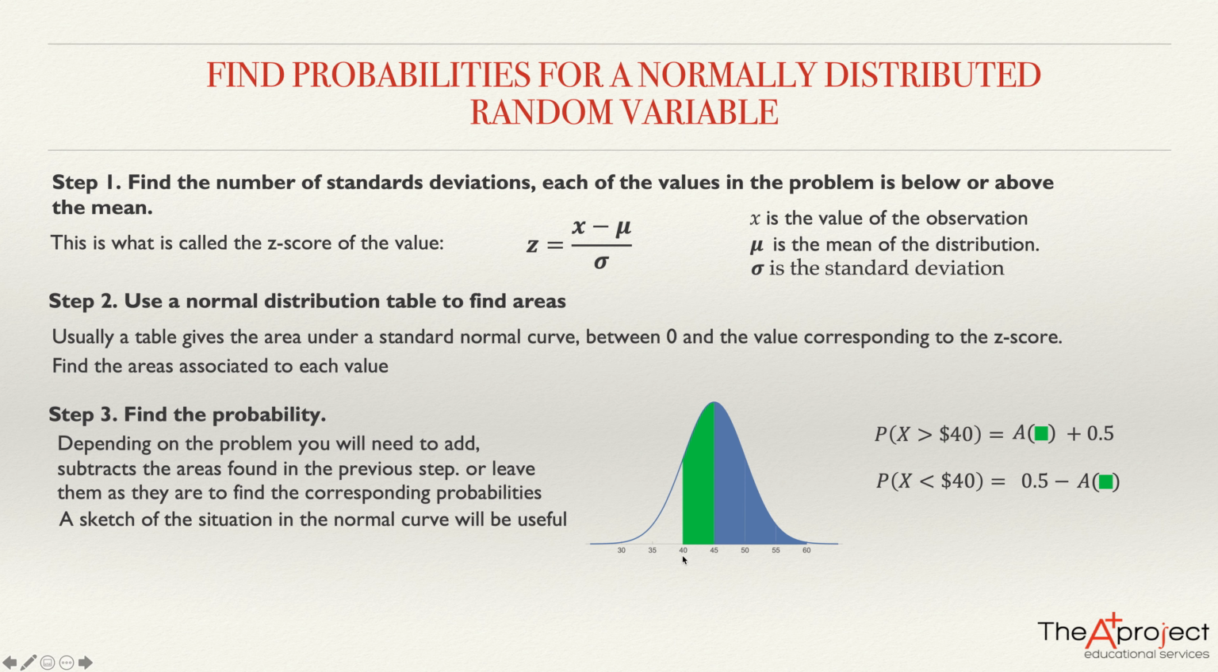And maybe the question is, what is the probability that the variable is between 40 and 45? In this case, you don't need to do anything, because the area is exactly what the table gives you. So let's solve another question, and just see how to use this information, these steps, for solving one easy question.